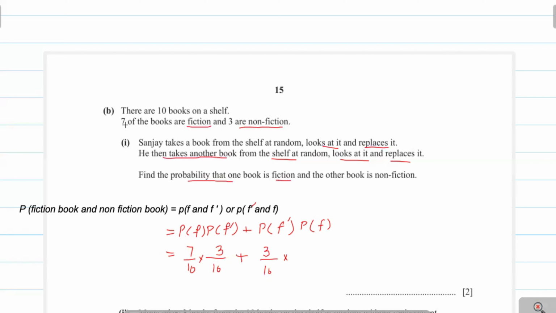Therefore, he selects the fiction books. There are 7 fiction books. Therefore, 7 fiction books out of 10. Therefore, the probability will be number of non-fiction books over total books. And we can write it as 7 times 3 is 21. 21 over 100 plus 21 over 100. Therefore, this will be equal to 42 over 100. And this will be equal to 21 over 50. And this is the answer.